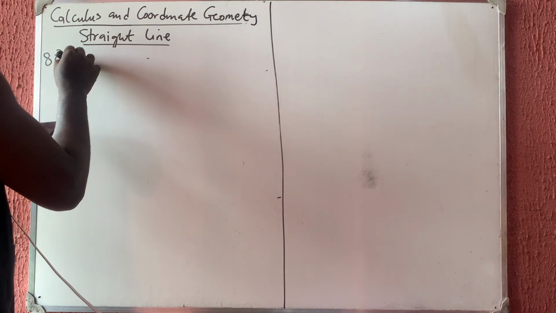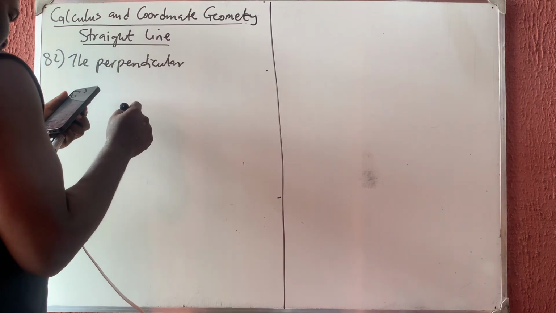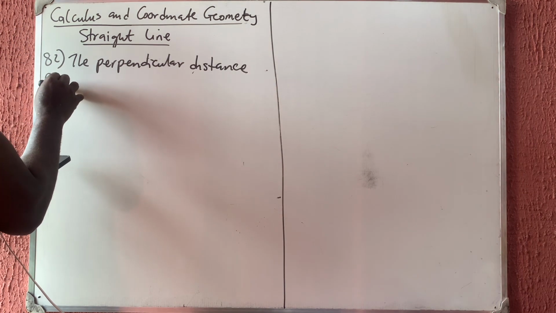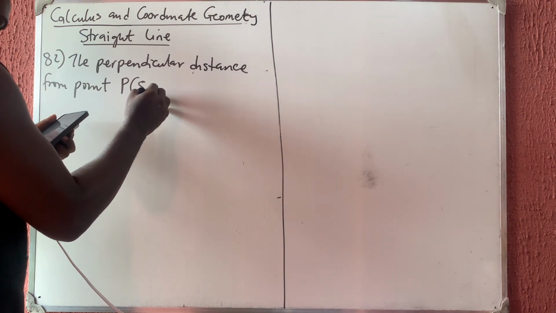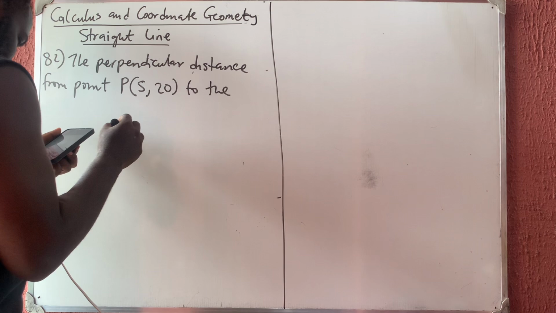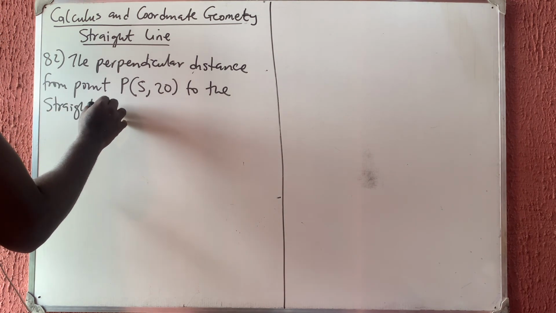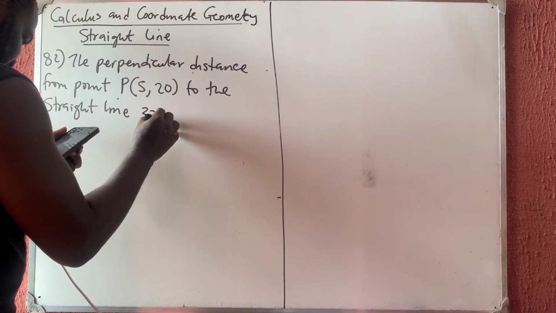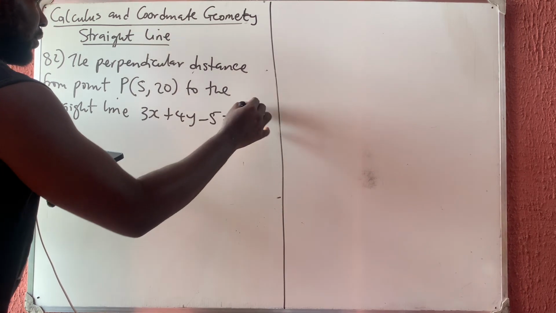82 said the perpendicular distance from point P, which is 5 comma 20, to the straight line 3x plus 4y minus 5 is equal to 0.